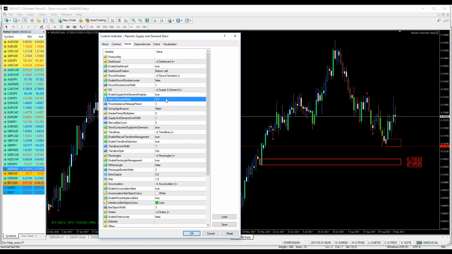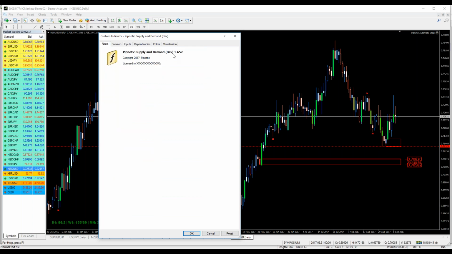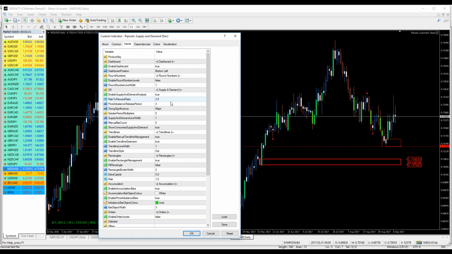And I think you're all using the latest version, which is the 1652. This version is the one that looks like this. I have a risk reward multiplier of 3 and price and balance release period of 3. And this one is set to major, but this one is probably going to disappear in a future release because it's not terribly important.